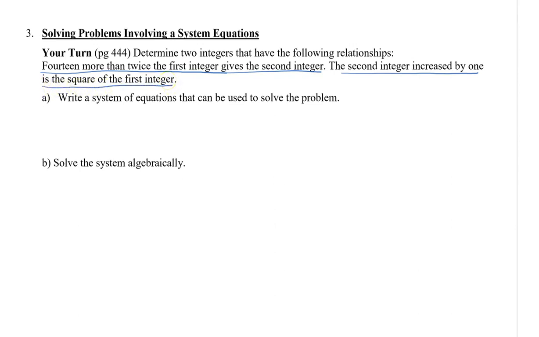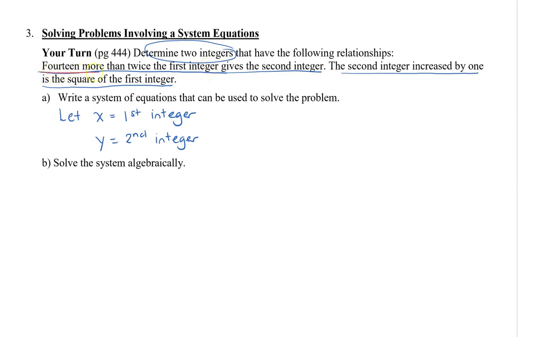All right, so first thing we need to do is write a let statement. What we're trying to do is determine two integers. So we're going to say let x equal the first integer, and then we'll let y equal the second integer. There is a relationship between the two, but because there's two separate sentences, it seems like we need to write two separate equations.